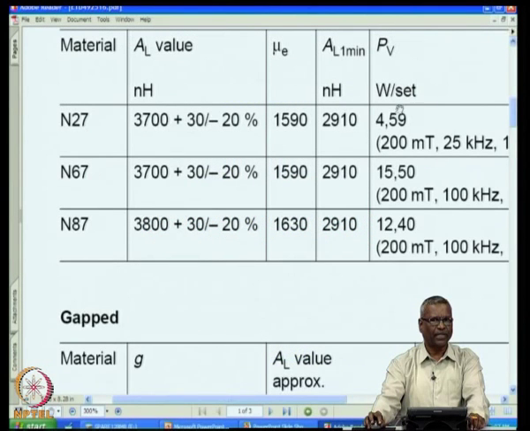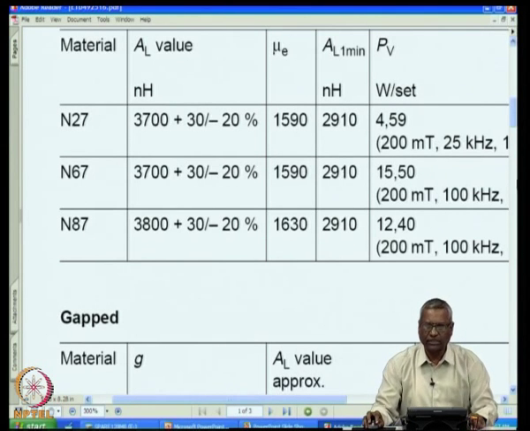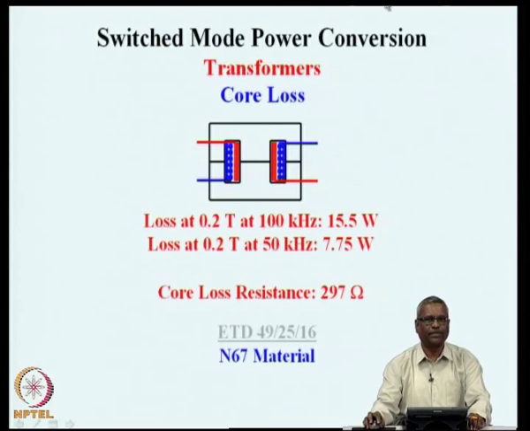As we see here in the data sheet, it is given as for N67 material at 200 millitesla at 100 kilohertz, it is about 15.5 watts per core set, and if we operate at 50 kilohertz, this loss will be 1/2 of that, because hysteresis loss is proportional to the frequency. When operating at 50 kilohertz, the loss will be 1/2 of this, which is 7.75 watts. And this can be represented in the equivalent circuit with an appropriate resistance. We will see that a little later.